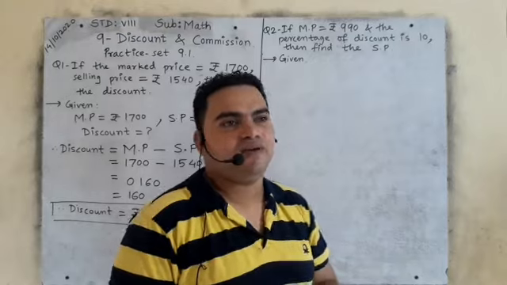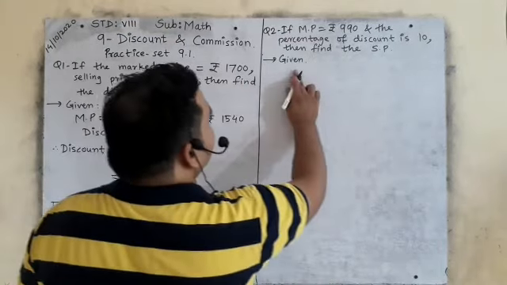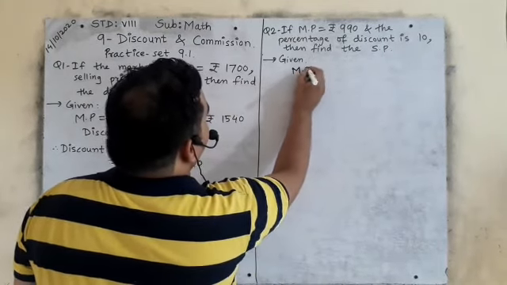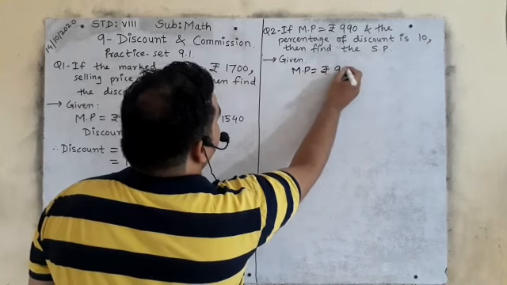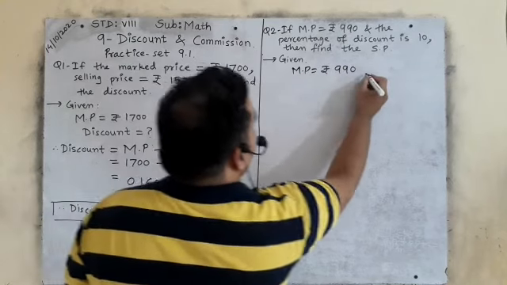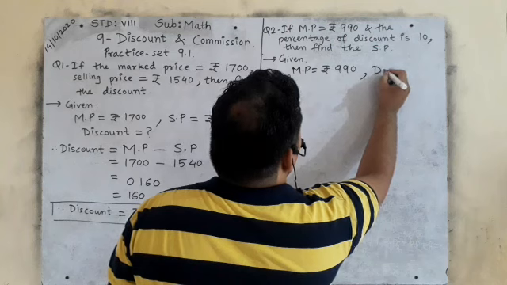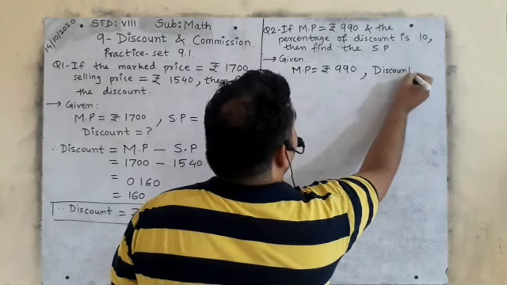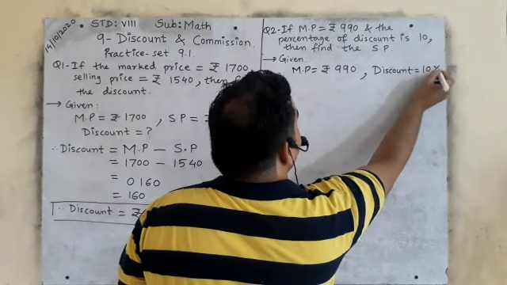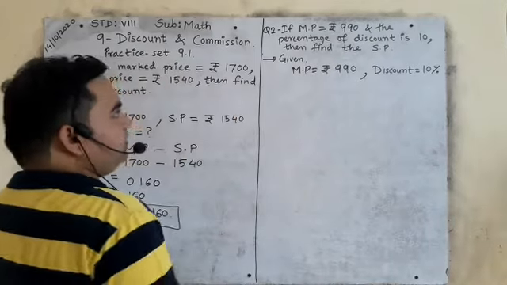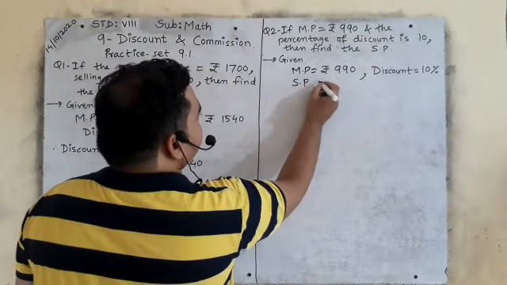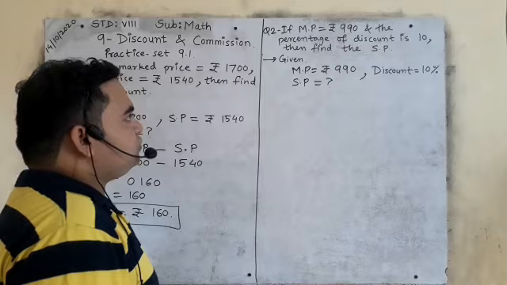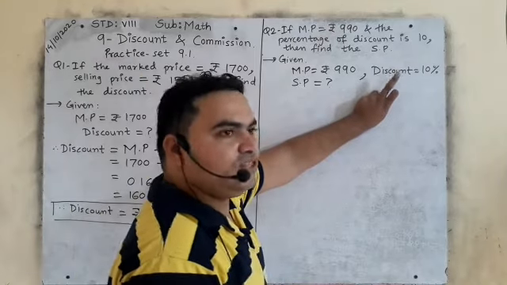Then selling price is very much easy. See what is given in the question. Write it down first. Mark price is equal to rupees 990. Now discount is equal to 10%. And what is to be found? Selling price we have to find. So first of all we will find discount in rupees.